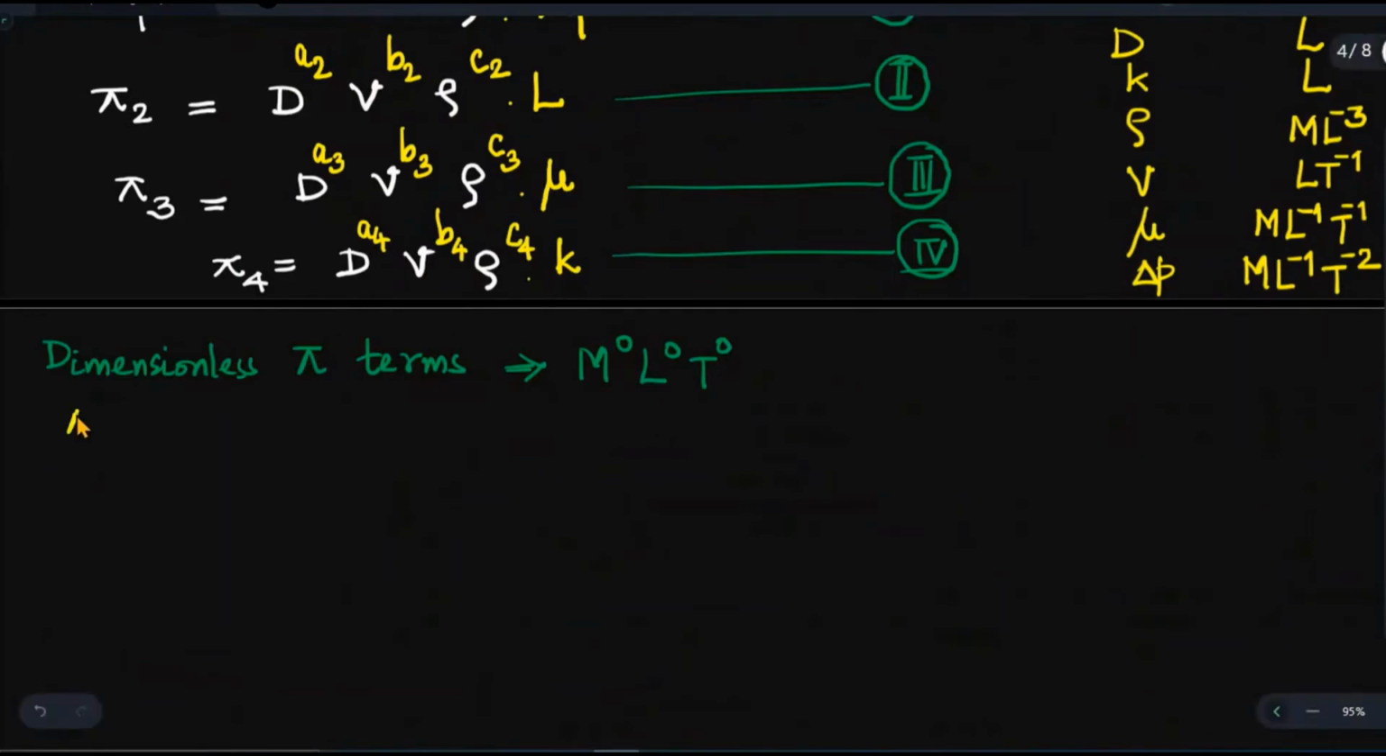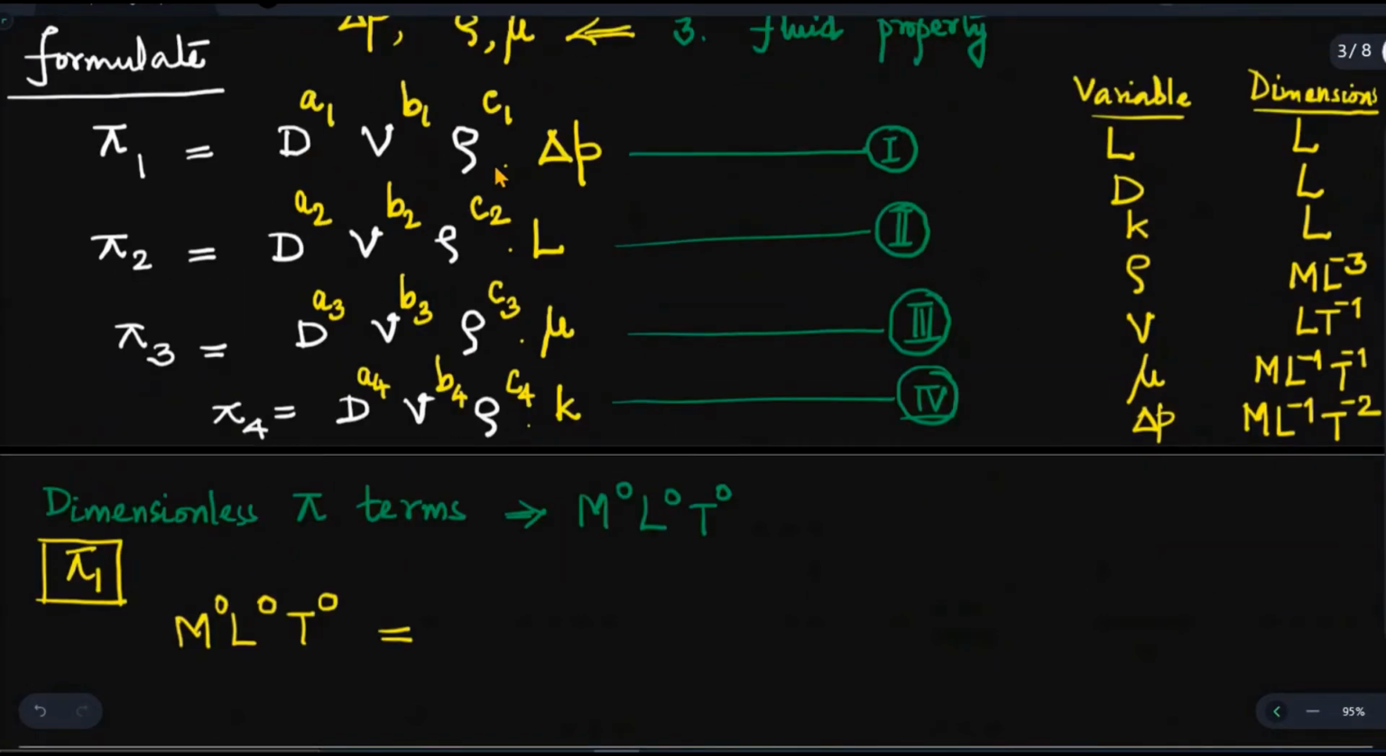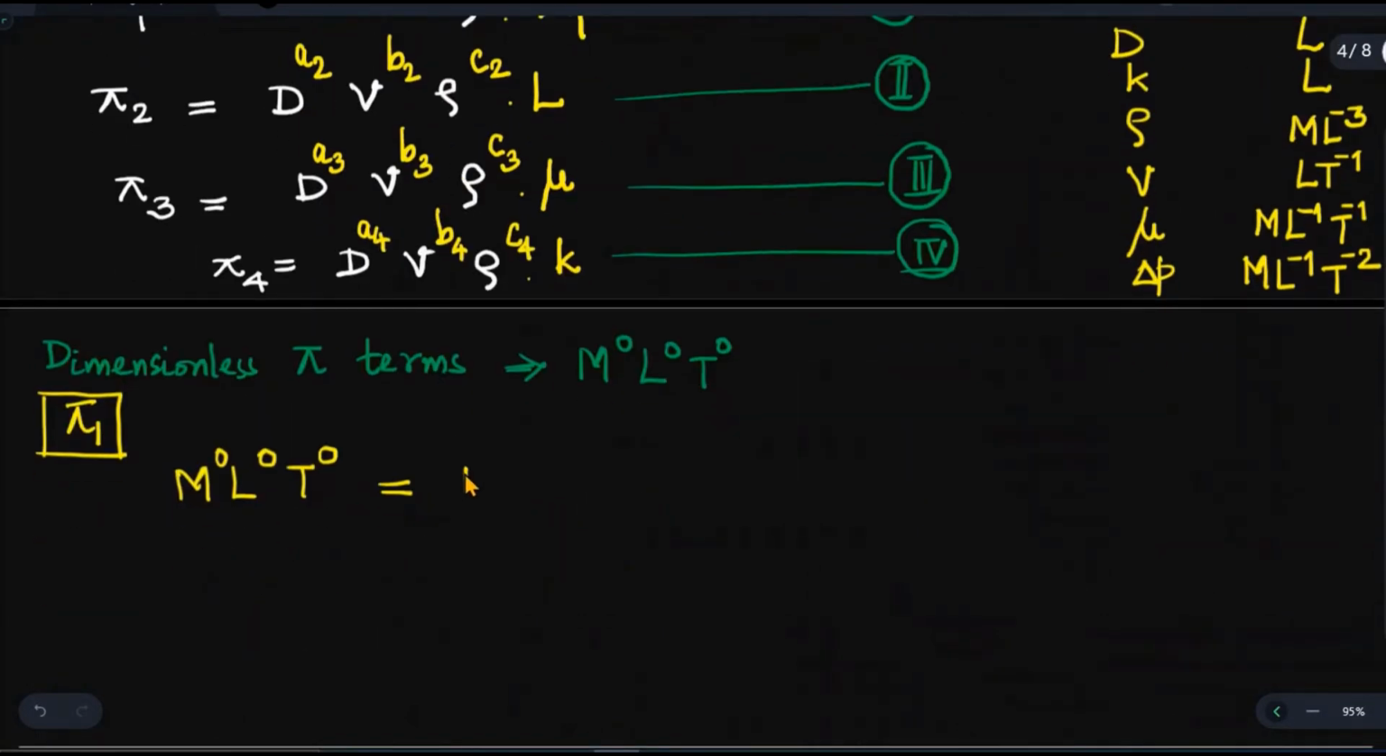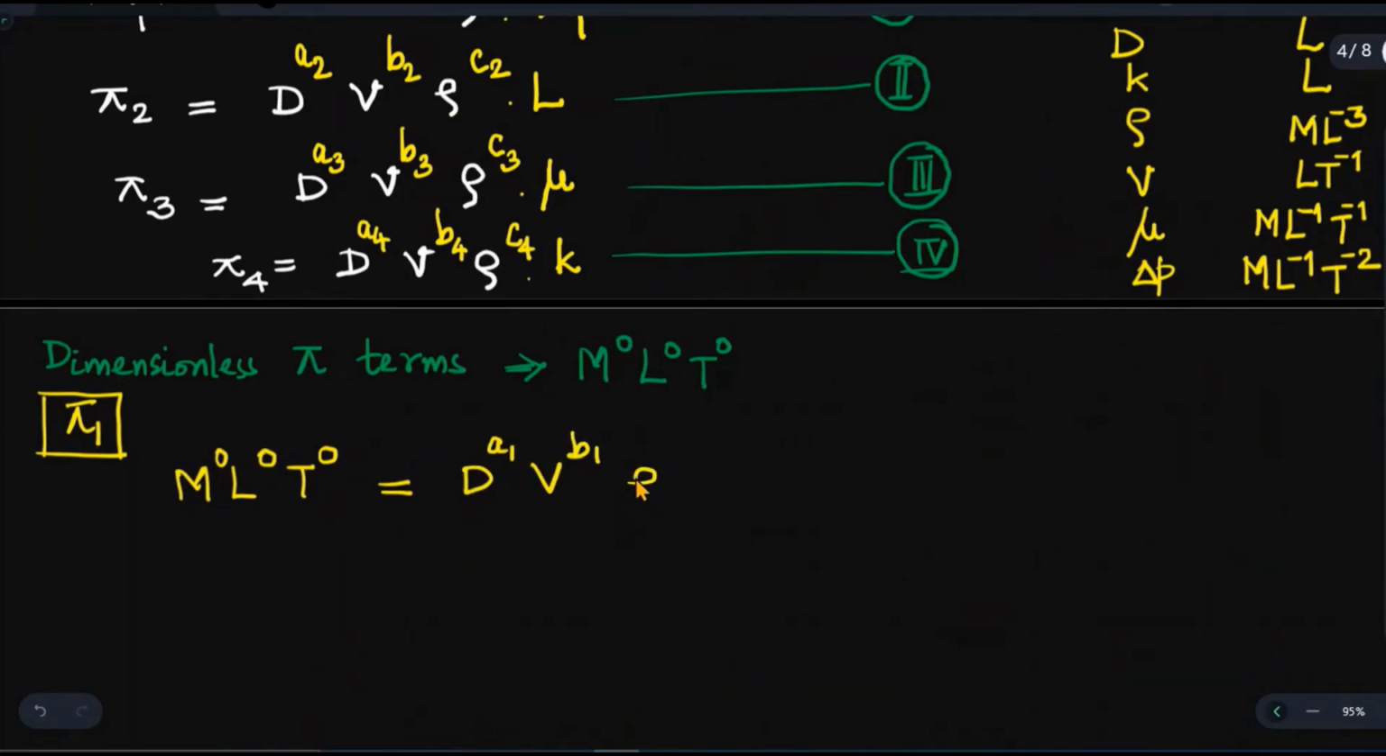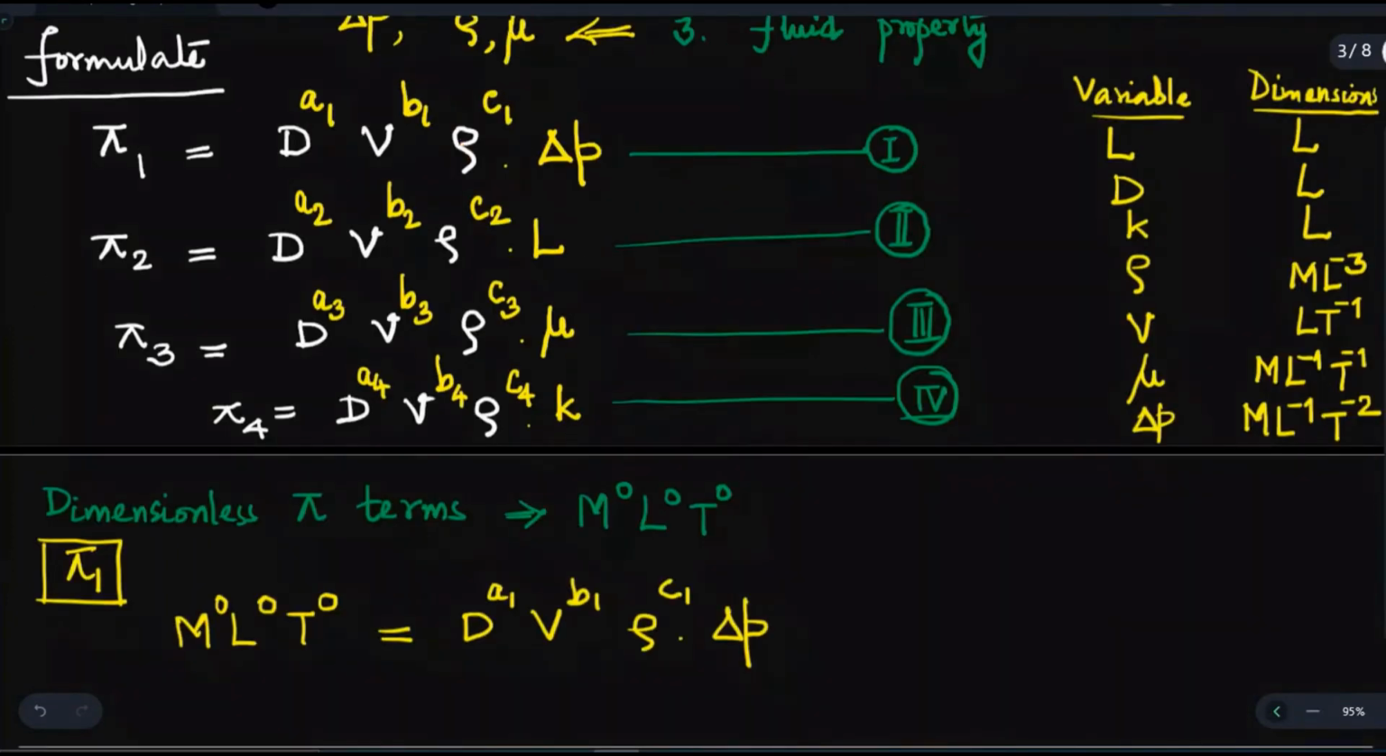So the first pi term, say pi 1. I'm going to insert the dimensions on both sides. So what will be the left hand side? The left hand side of pi 1 is M raised to 0, L raised to 0, T raised to 0, because it's dimensionless. And on the right hand side, what is the pi term? D raised to a1, V raised to b1, rho raised to c1, into delta P. That is the dependent variable in the question. So this is the first pi term.